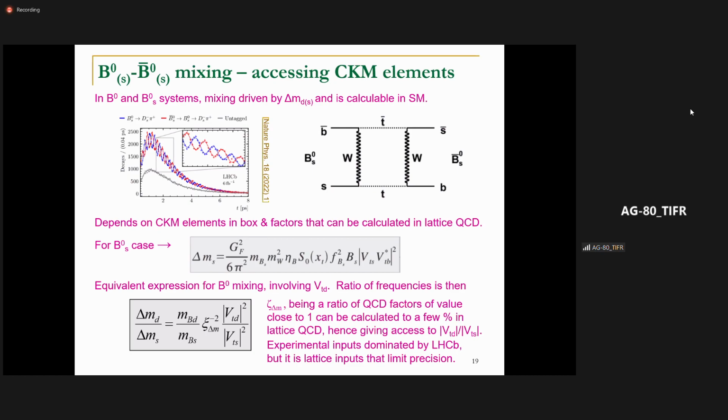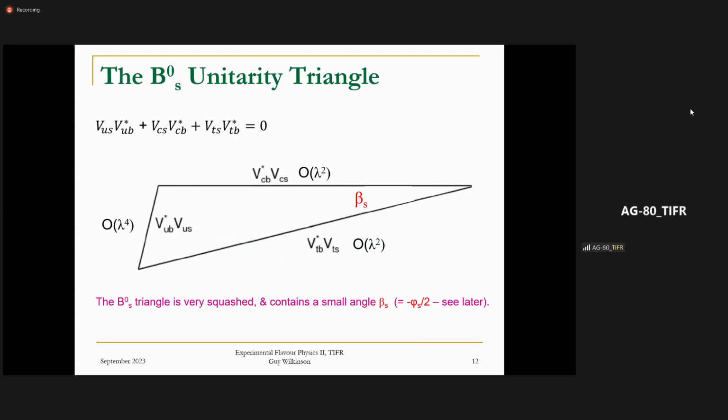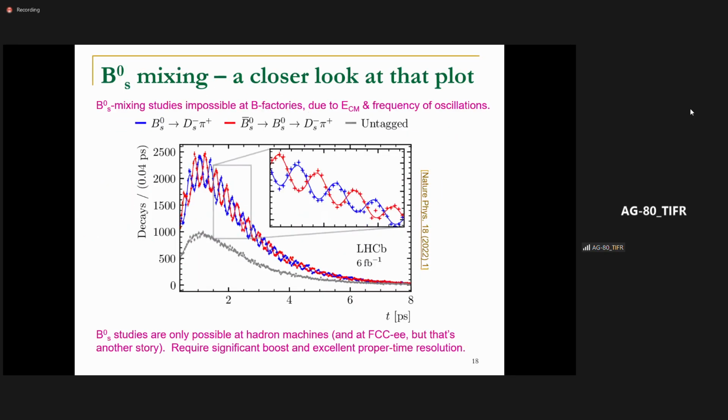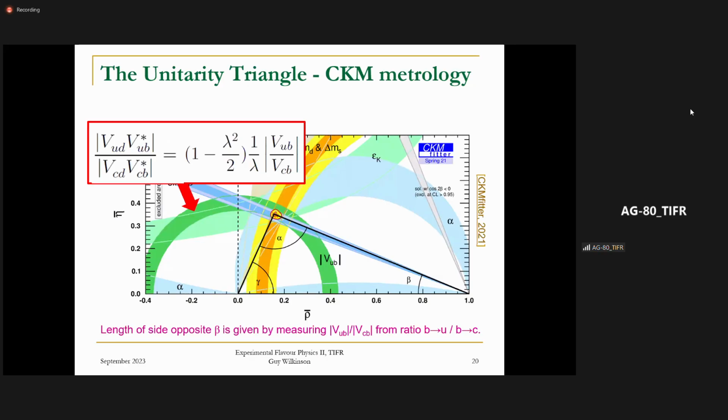So if we can measure mixing in both of these systems, and we can get our lattice friends to help us out, then we can access this ratio of CKM elements, which, if I go back, I remind you, is exactly what we want to know: the size of this side of the triangle. This orange-yellow constraint here is coming from these measurements. The measurements are now very, very precise. What gives you the error bar is actually the uncertainty coming from lattice QCD. So at the moment this is a theory-limited measurement, but as the lattice improves, it gets better by the day.